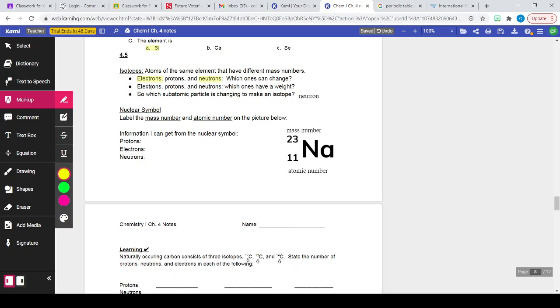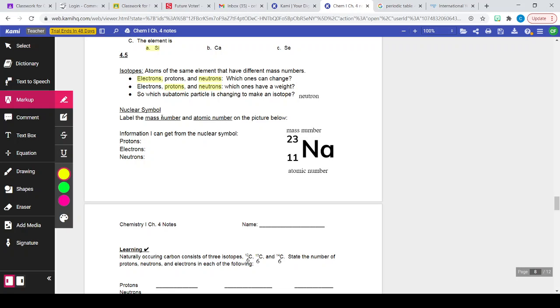Alright, the next question. Electrons, protons, and neutrons. Which ones have a weight? Well, I know that protons plus neutrons give me my atomic mass. So, knowing that electrons and neutrons are the only things that can change, and knowing that my protons and my neutrons have a weight, which subatomic particle is changing to make an isotope? That is a neutron. I forgot to erase that from when I did the notes the first time. But it is neutrons then, right? Because it's got to be protons or neutrons, and protons cannot change.